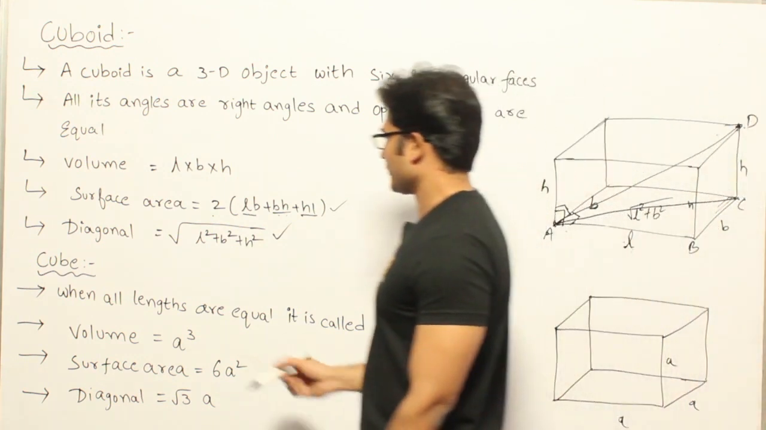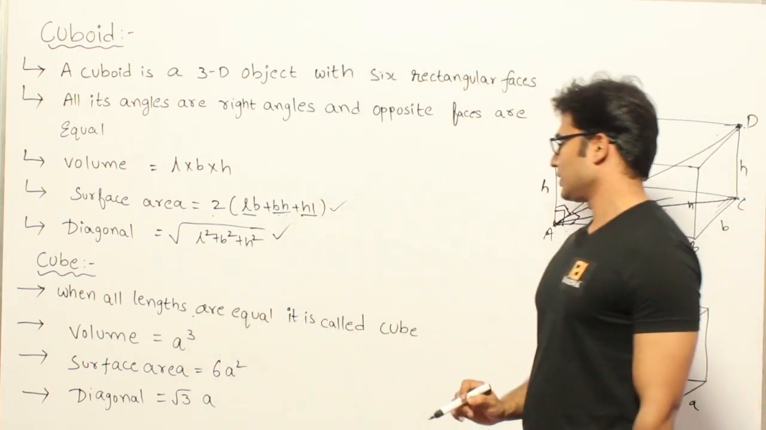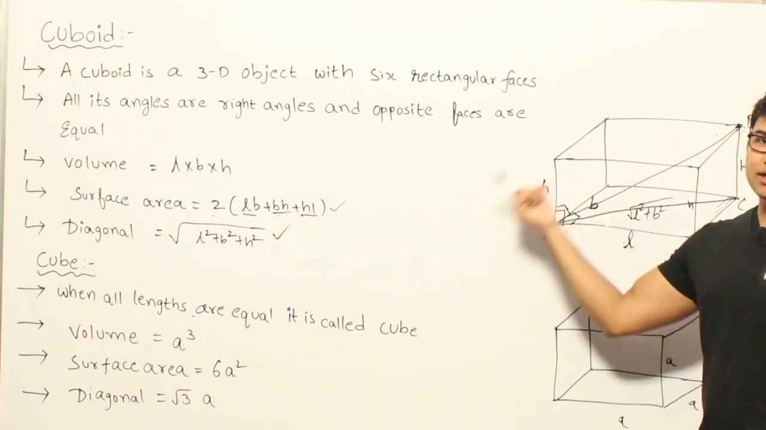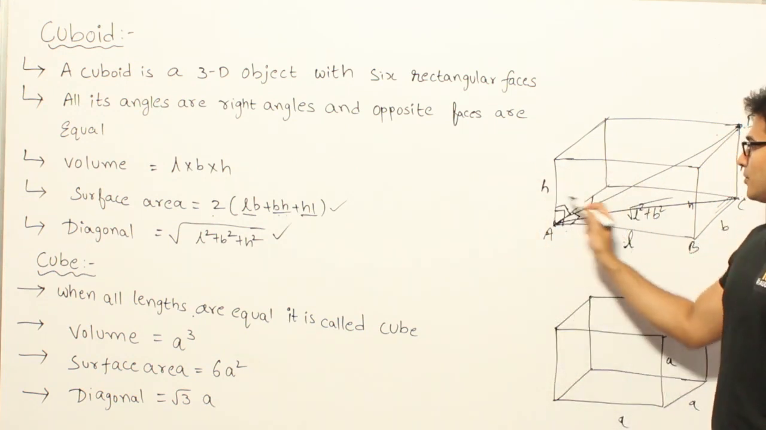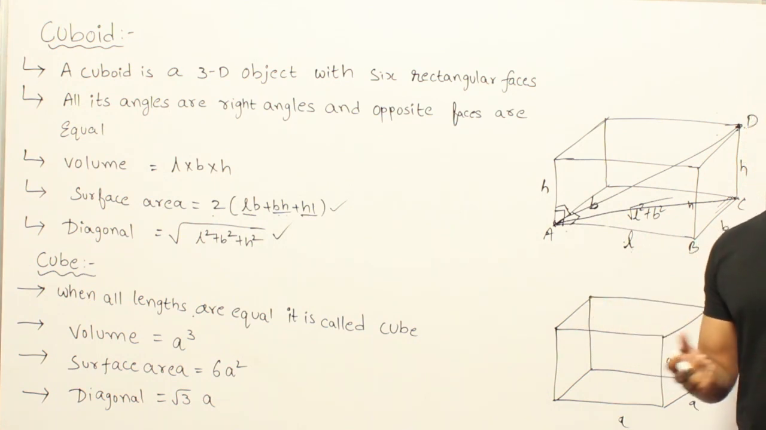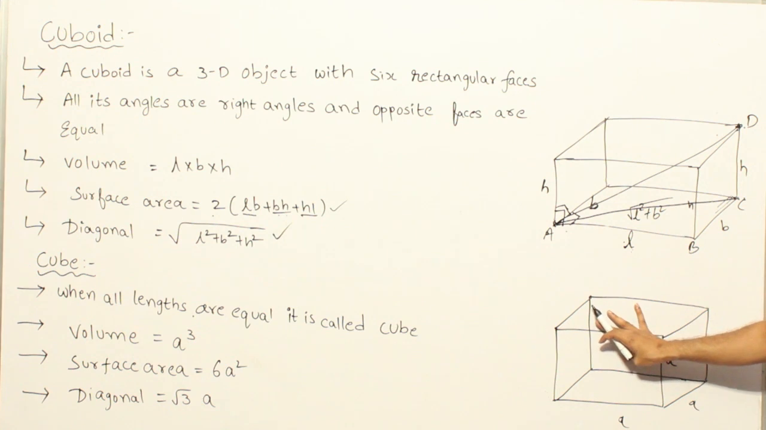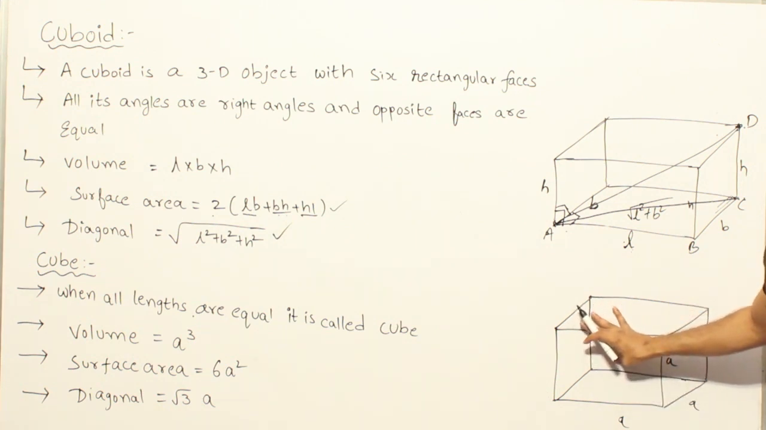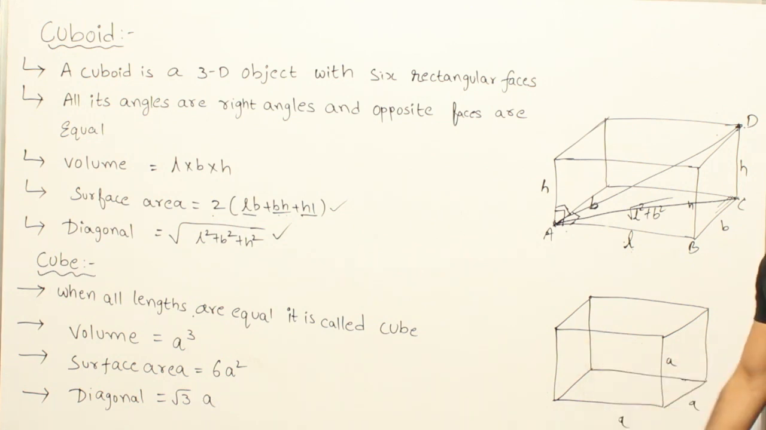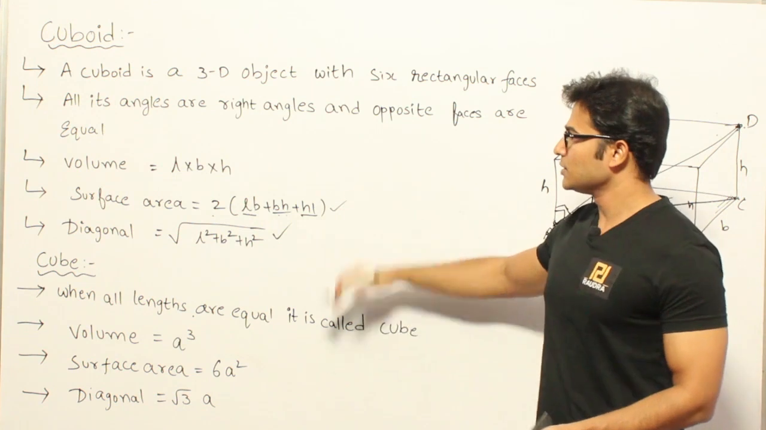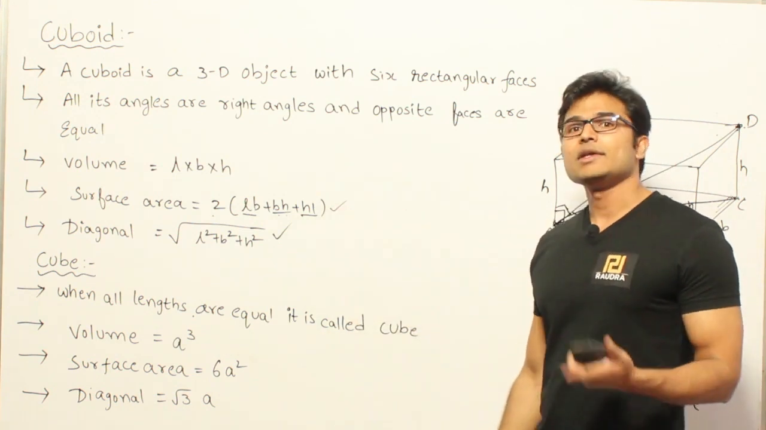And next one is cube. When all the lengths are equal, then it is called cube. So cube is a cuboid when all the sides are equal. Whatever length, breadth and height you have taken, if all of them are equal, then we call it a cube. So it will be symmetric, which means all the sides are of equal size and all the surfaces are equal, and all the angles are going to be 90 degrees, because a cube is a cuboid. Alright, a cube is a cuboid with all equal sides.